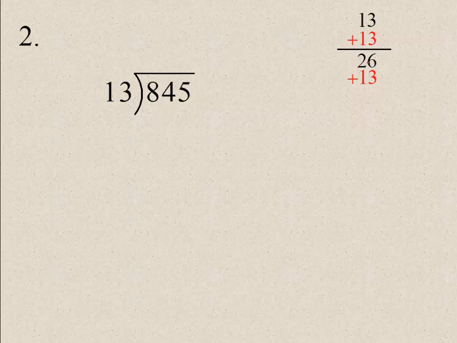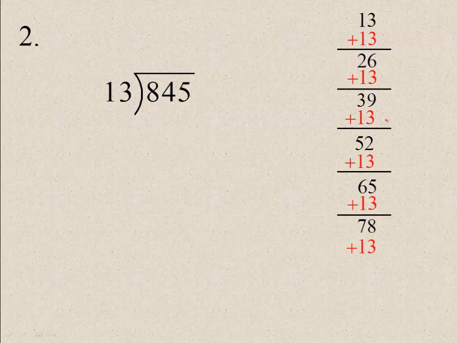6 plus 3 is 9, 2 plus 1 is 3, answer is 39. And I go on and on, adding 13 as I go along. Try to keep your answer to two digits. 78 plus 13 is equal to 91.